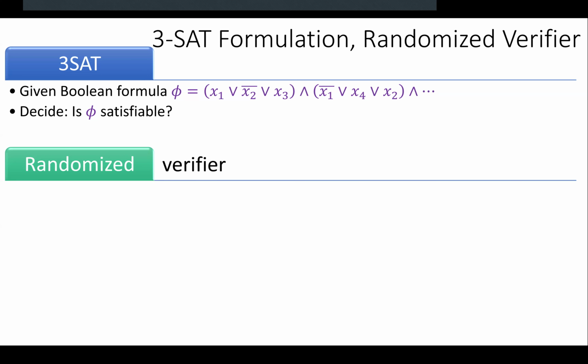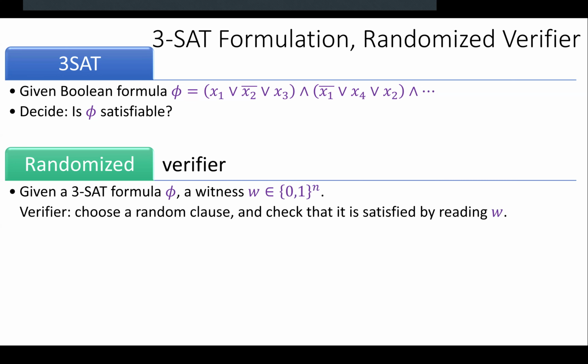So I'm going to convert the previous verifier into a randomizer, and I'm going to do it in a very simple way. Instead of going over the clauses one by one, I'm just going to sample one clause, check the variables there. If it's satisfied, I accept. If it's not satisfied, I reject.